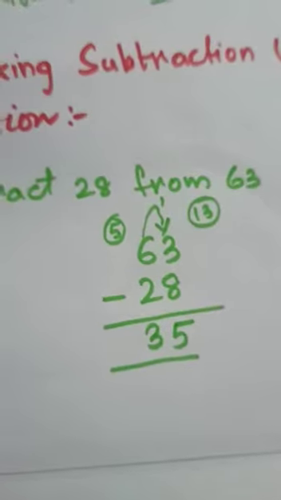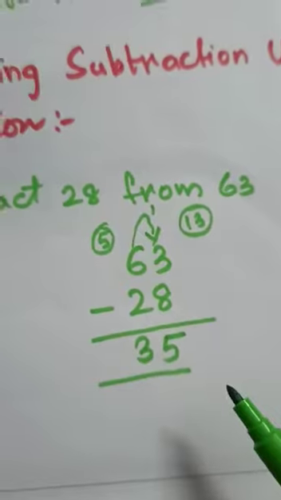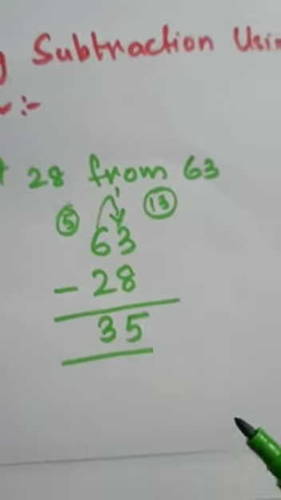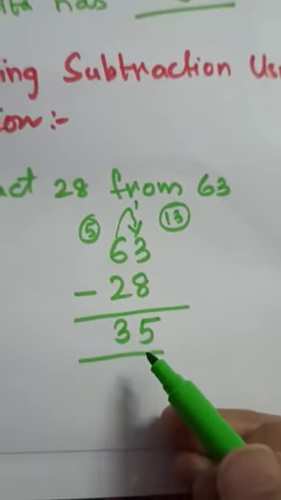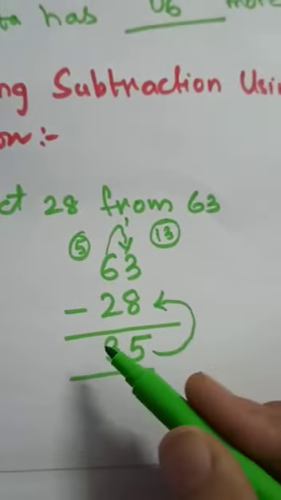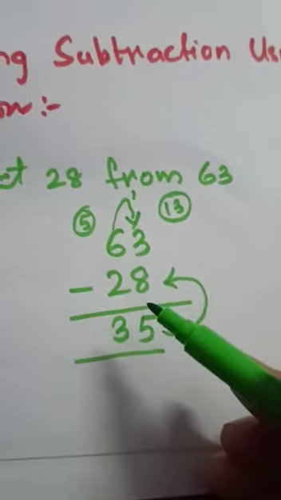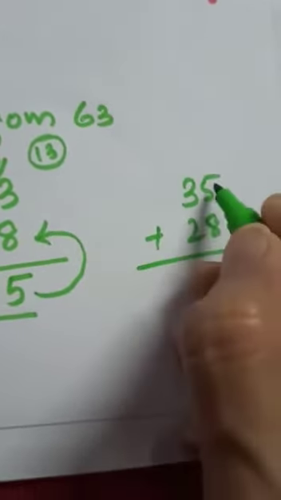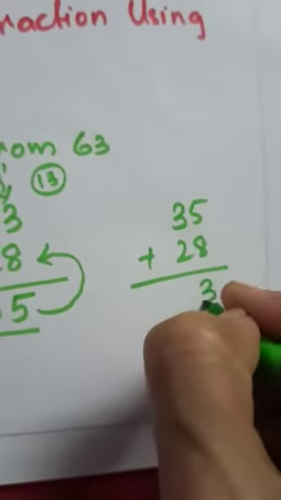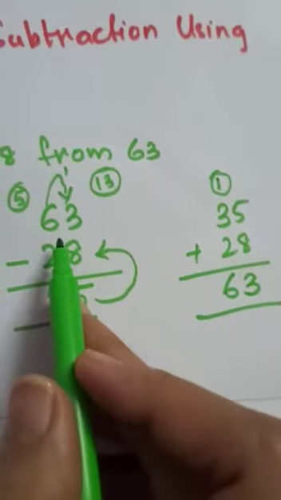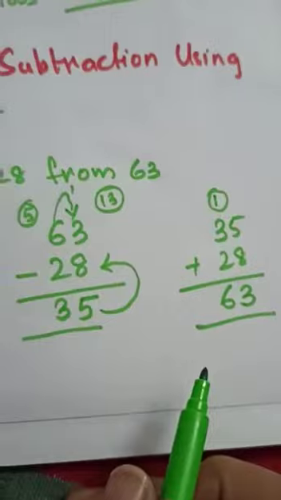Now we have to check whether this answer is correct or not. Okay, we will add the difference of two numbers to the one of the number. Now see, we have got this difference now, so we are adding this difference to this number. The answer we get is 63. Now see here, 35 plus 28. 5 plus 8 is how much? 13. Write 3 here and 1 as carry. 1 plus 3, 4. 4 plus 2, 6. See, we got 63 or not? Yes. So this proves that the subtraction was done correctly.